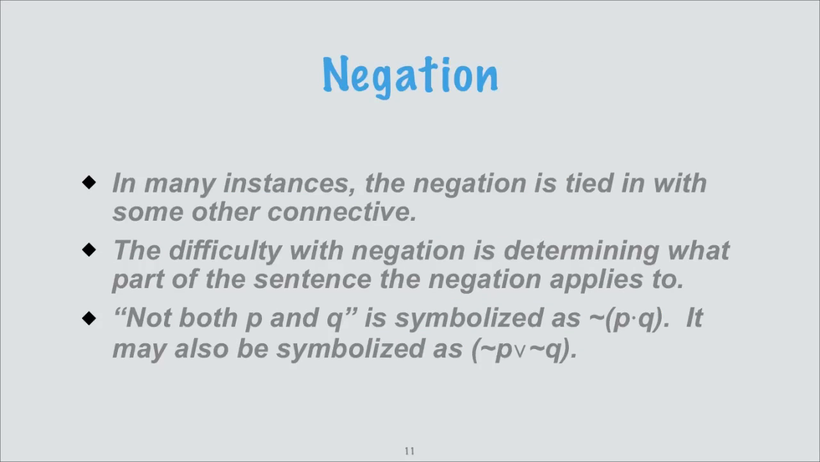Now negation, in many instances, is going to be tied with some other connective, so nor or not. The difficulty with negation is determining what part of the sentence the negation applies to. So when I say something like not both, it's clearly the negation of a conjunction. Not both P and Q is symbolized as not P and Q. It may also be symbolized as not P or not Q. So there are two different ways you can symbolize the not both, one in terms of conjunctions, one in terms of disjunctions. But not both, just remember, is not the quantity P and Q, or not P or not Q.